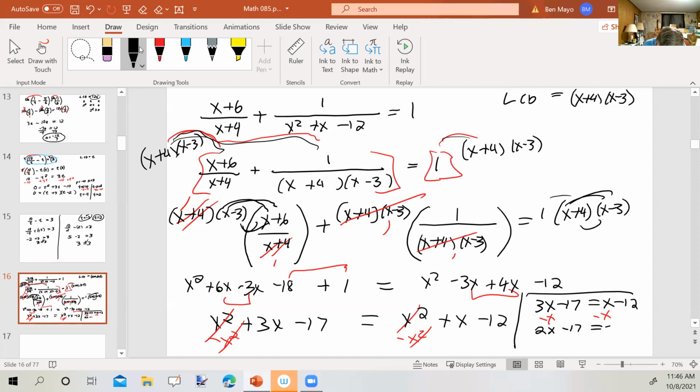2x minus 17 equals negative 12. I'll put the constants on the right. And I'm running out of room. I've got 2x equals what? 5. I'm going to go up here.